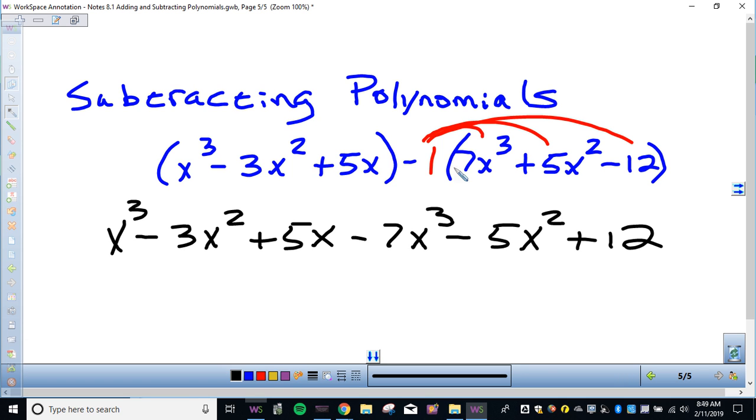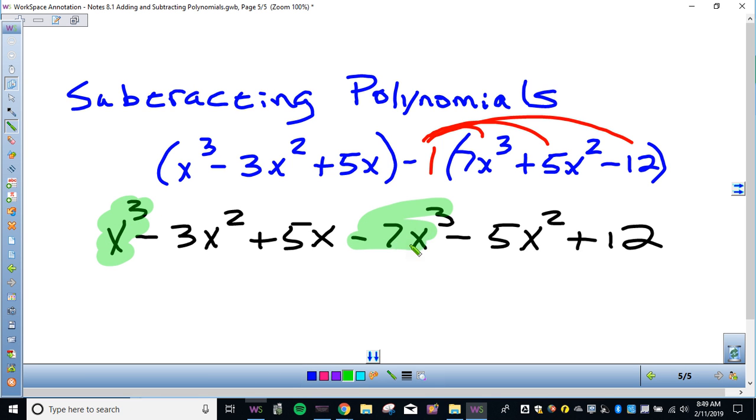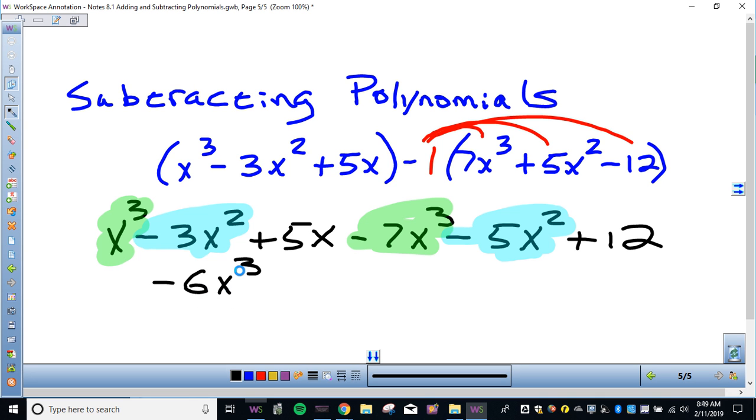Who can tell me some like terms? X cubed and negative 7x cubed. Make sure you grab the sign in front when you do this. And then we have x squared, so negative 3x squared and negative 5x squared. And then is this a like term, 5x and 12? No. Why not? Because 12 doesn't have the x. Okay, so we just add the green highlight. x cubed minus 7x cubed is what? Negative 6x cubed. Good.